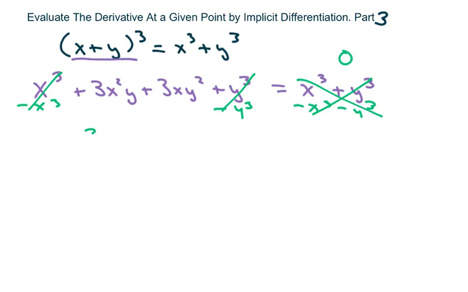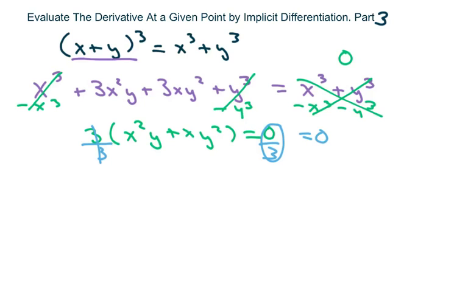And I'm going to go ahead and factor out a 3. And when you divide both sides by 3, that's going to equal 0. So we still have 0 here. So all I have to differentiate now is this middle part. So we're going to differentiate, this is the product rule basically.